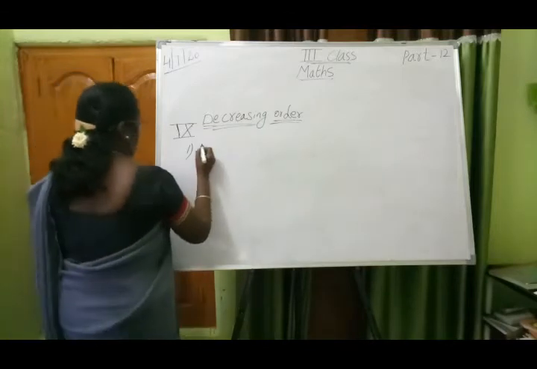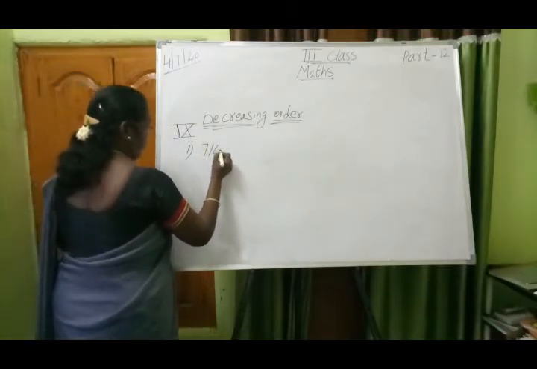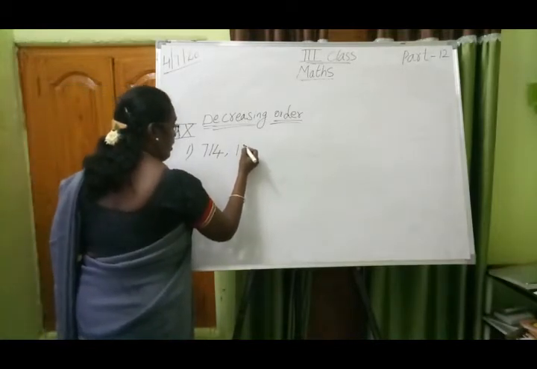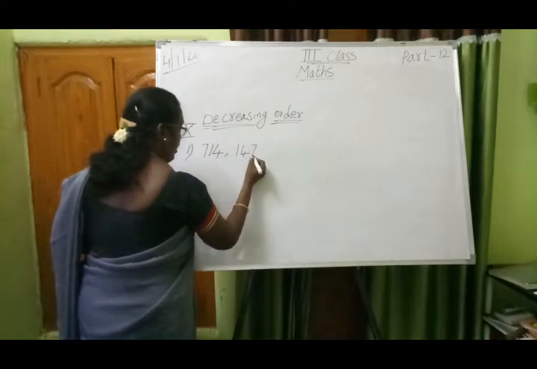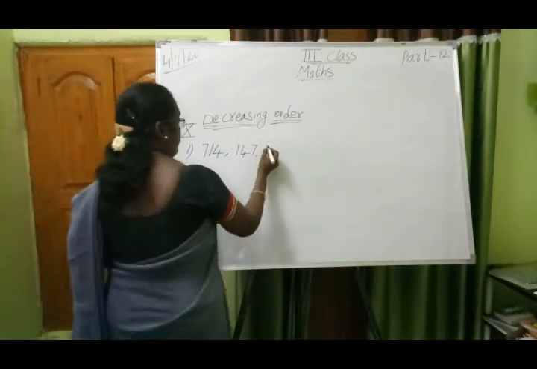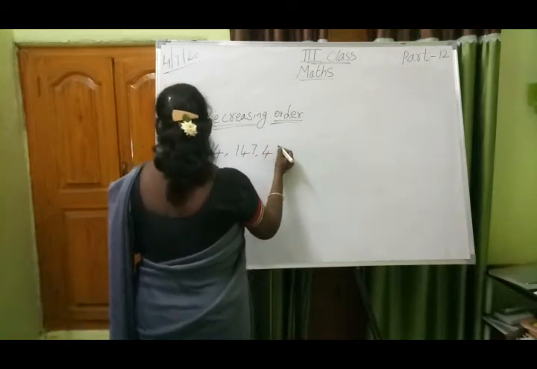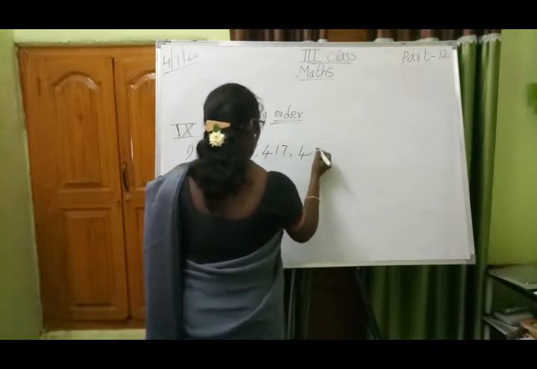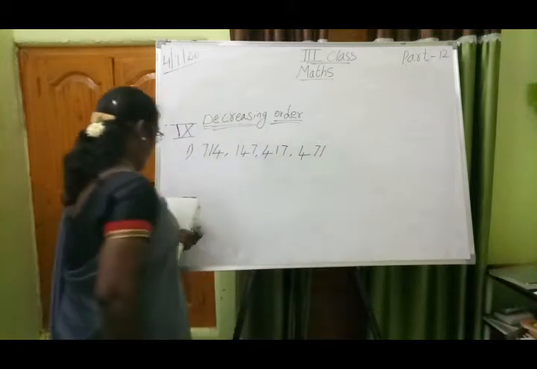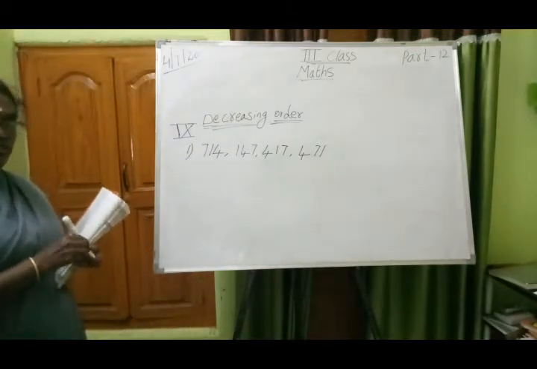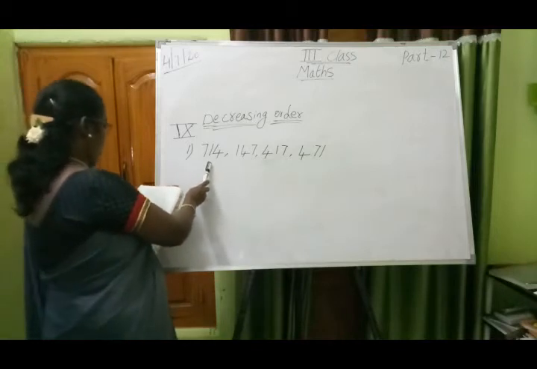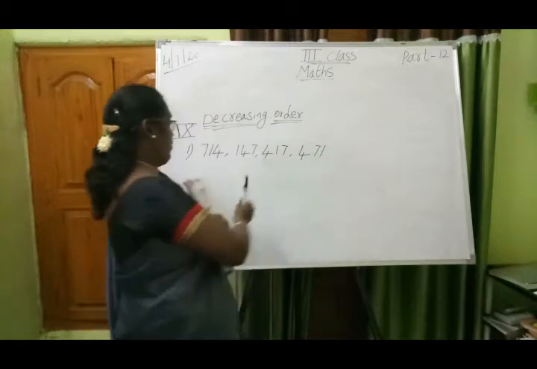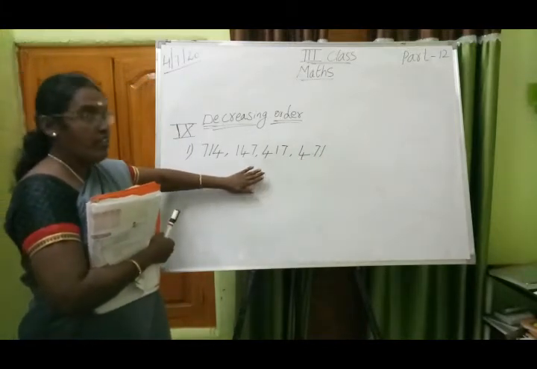What are the numbers given, children, tell me? 714. Yes, very good. Next one. 147. Yes, very good, children. Next one. 417. Next one, 471. Yes, children, this is the question. Okay, 714, 147, 417 and 471. These are the numbers given in this first sum.